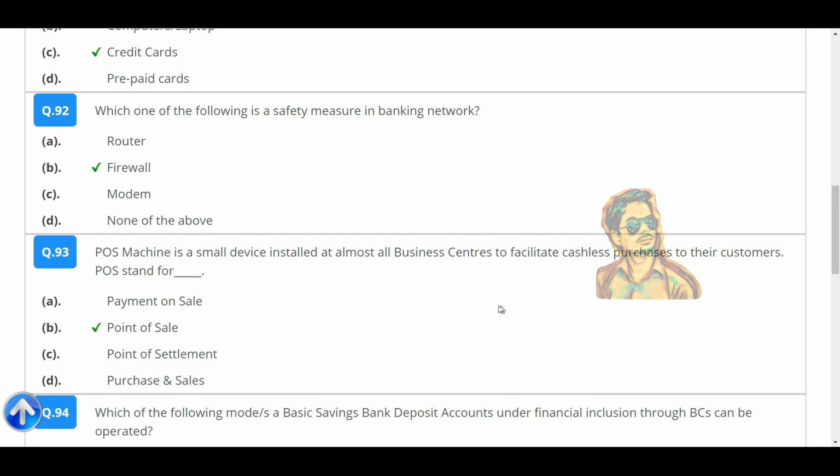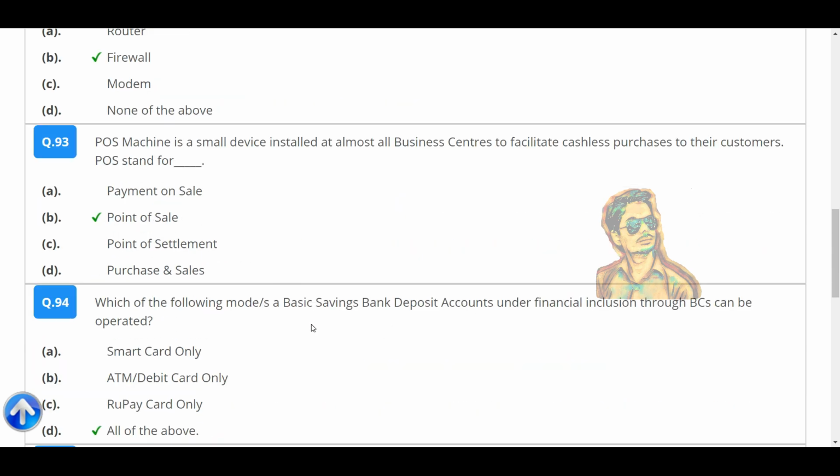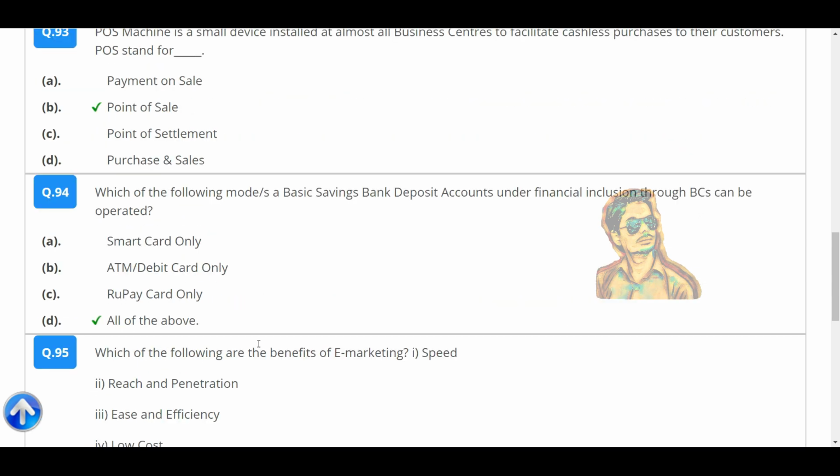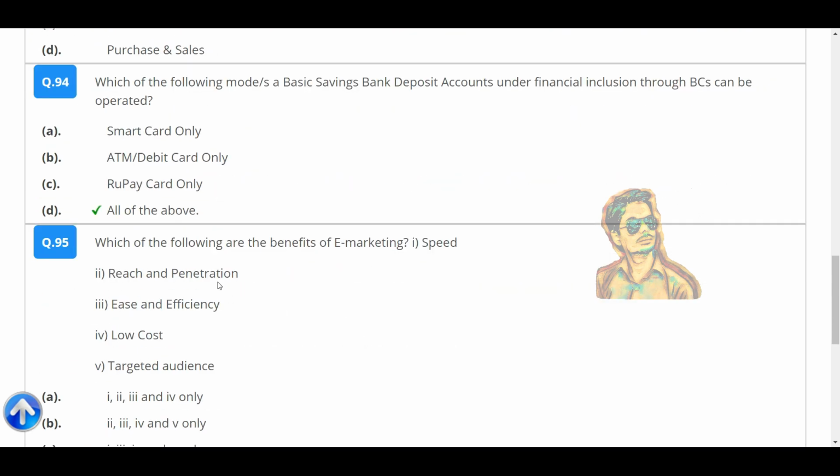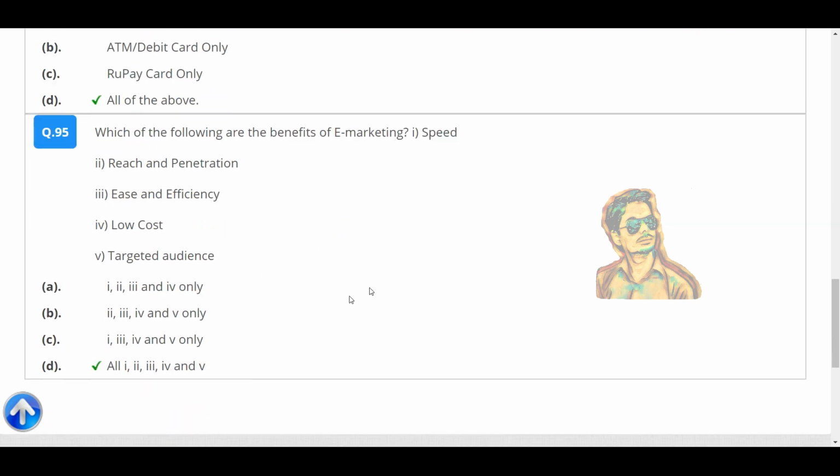POS stands for point of sale. Basic savings bank deposit accounts under financial inclusion through BCs can be operated through which of the following modes? All of the above. Which of the following are the benefits of e-marketing? All. First, second, third, fourth and fifth. Speed, reach and penetration, ease and efficiency, low cost, targeted audience.